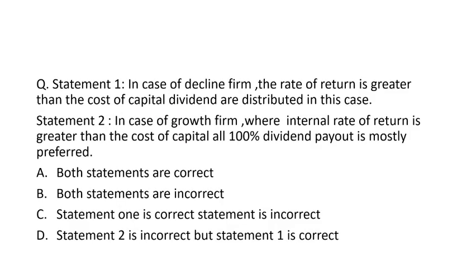Next, see the question, statement based question. In case of decline firm, the rate of return is greater than the cost of capital. Dividends are distributed in this case. And in case of growth firm, the internal rate of return is greater than the cost of capital. 100% payout is mostly preferred. Both statements are correct. Both statements are incorrect. Statement 1 is correct and statement 2 is incorrect, and statement 2 is correct but statement 1 is incorrect.